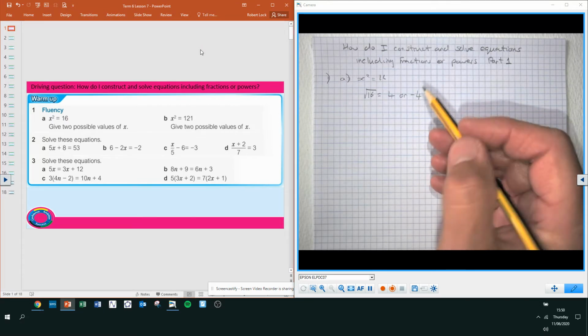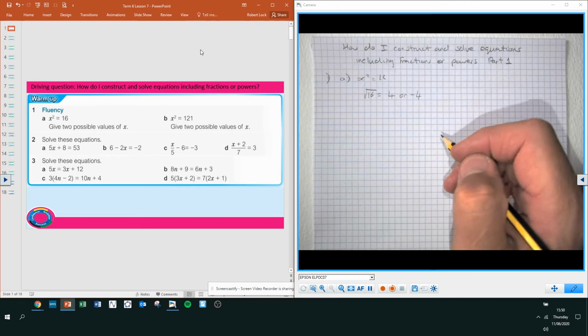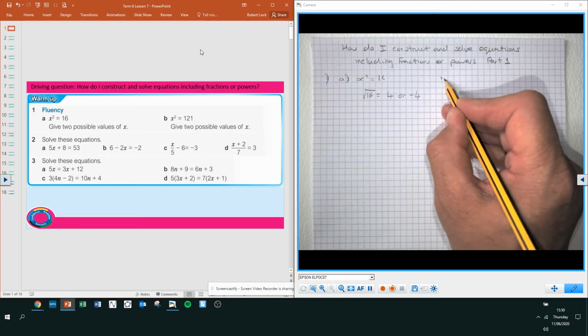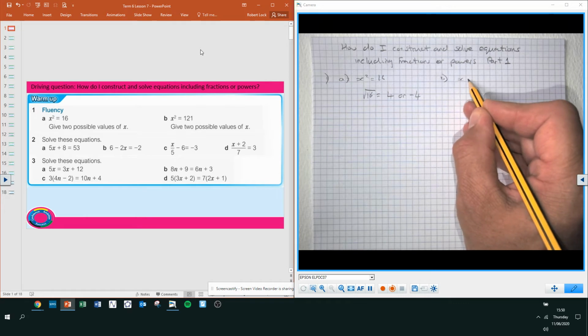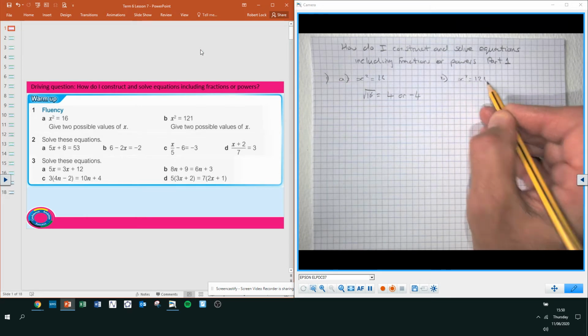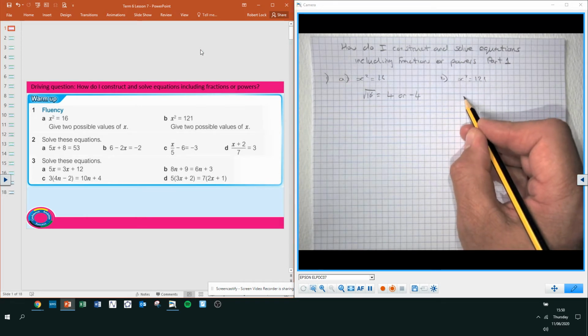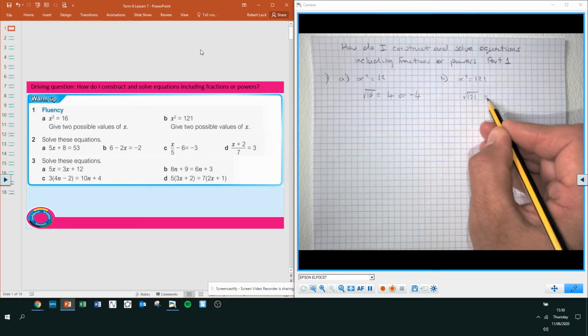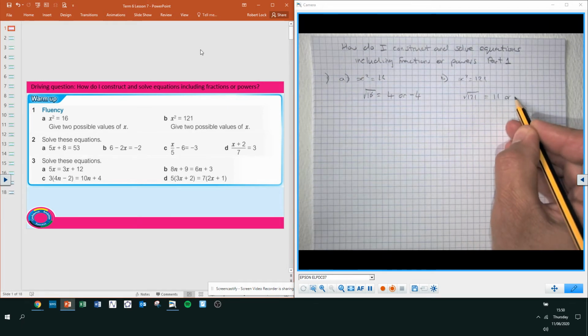The one we normally have is the positive value, but remember, there is a negative value as well. So B, x squared equals 121. Well, the square root of 121 equals 11 or minus 11.